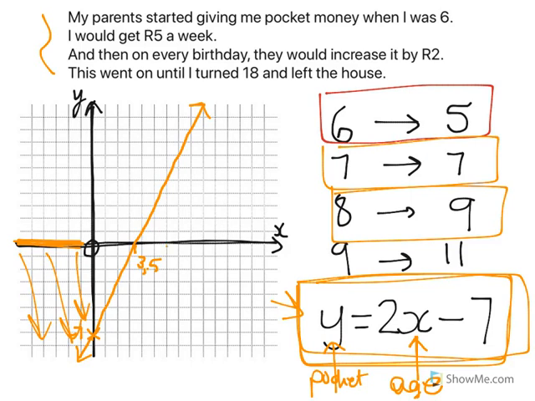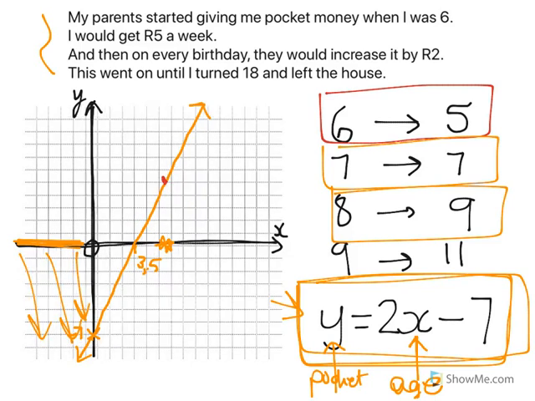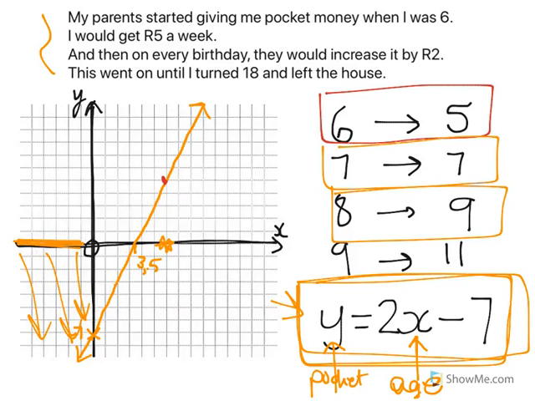So over here, when my input is 6, oh dear, it has moved. This is where the pocket money giving began. And when I was 6 years old, I got 5 Rand. So really, all of this is not relevant to the current context because it began here.